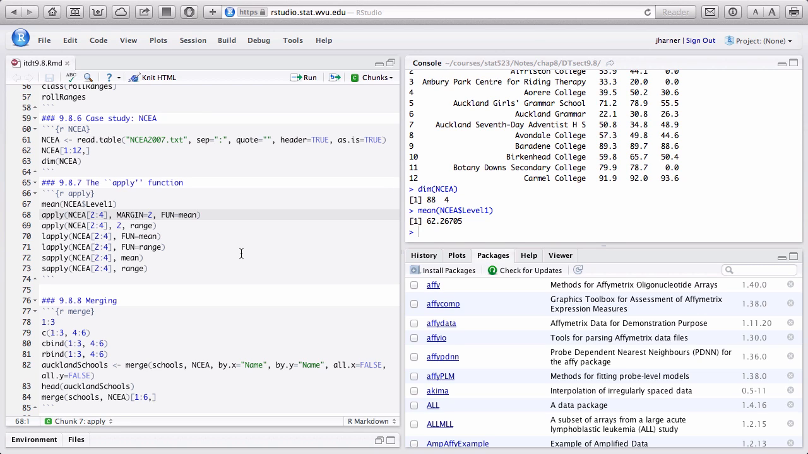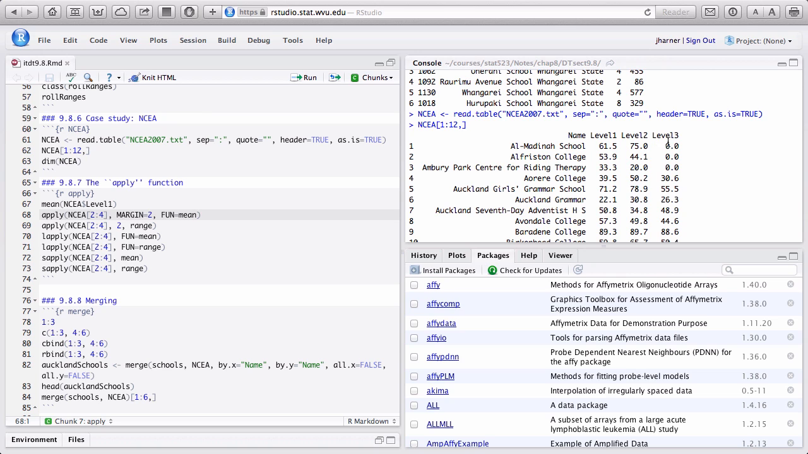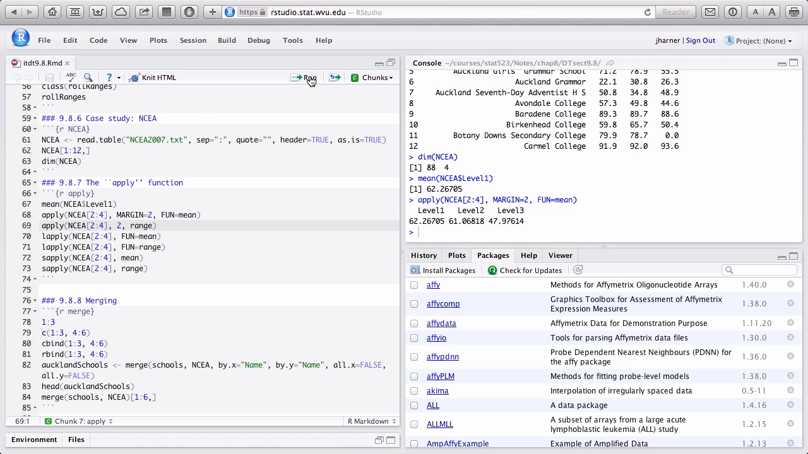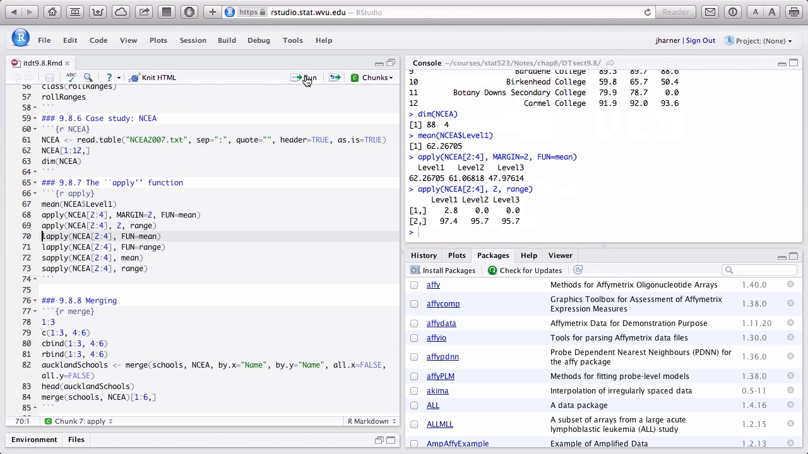So notice that I subset the data. I said columns 2 to 4. Well, 2 to 4, in fact, will just give the information level 1, level 2, and level 3. In other words, 2 to 4 is this, this, and this, these 3 columns. And I'm going to get the means on the second margin, which means the columns. So I'm going to get the means for level 1, level 2, and level 3. And I can use the apply function to do this. And so if I do that, there are the 3 means. Now if I wanted a range, I do the same thing, except I say that the function is the range. And in this case, we get 2 numbers, the min and the max.